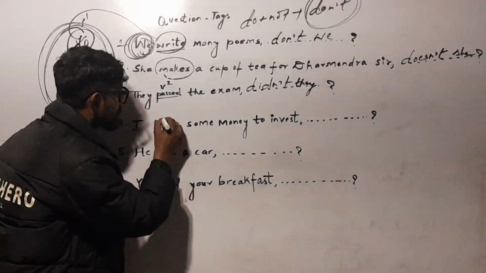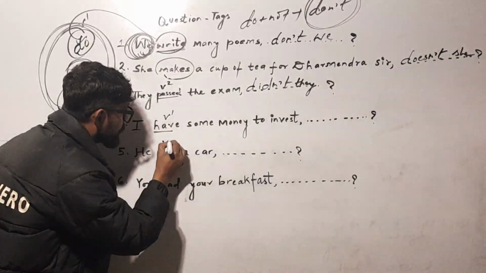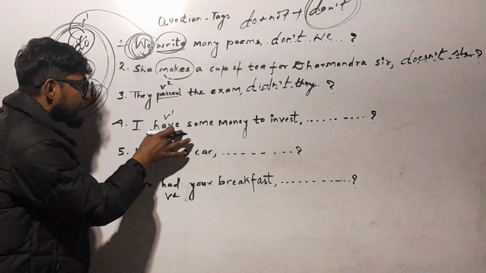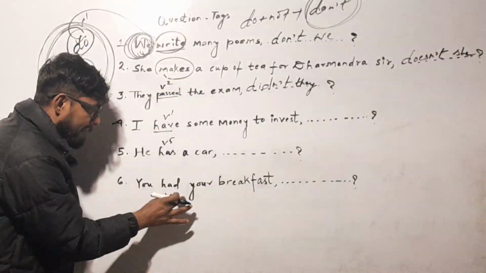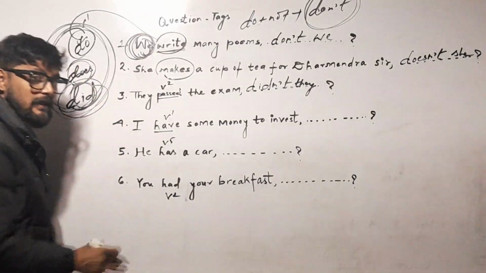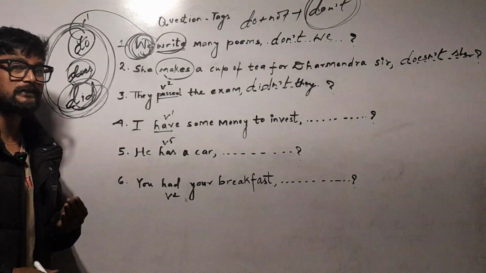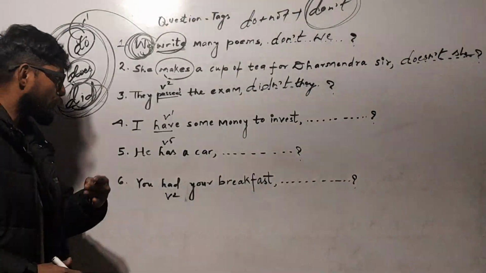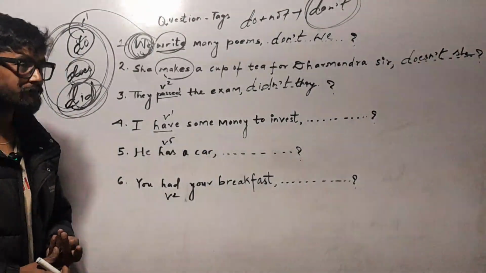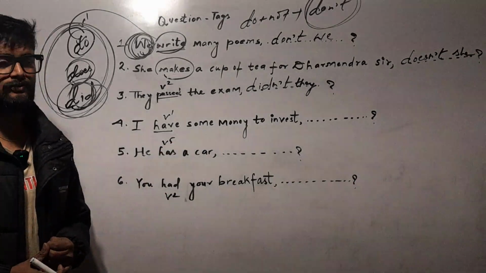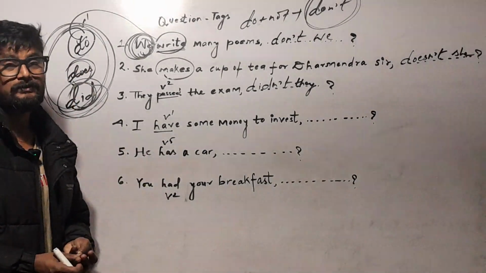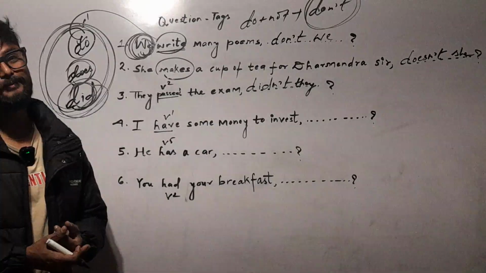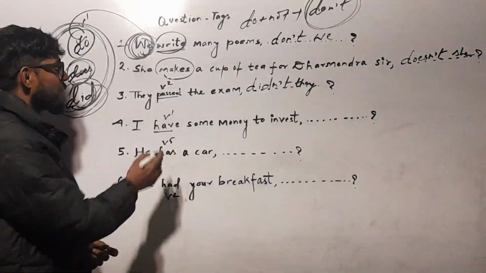And this is our verb 1. This is our verb 5. And this is our verb 2. Remember it, please. This is our verb 1. This is our verb 5. And this is our verb 2. And we know that when we get verb 1 in the sentences, we must use do. When we get verb 5 in the sentences, we must use does. When we get verb 2 in the sentences, we must use what? Did, beyond question.